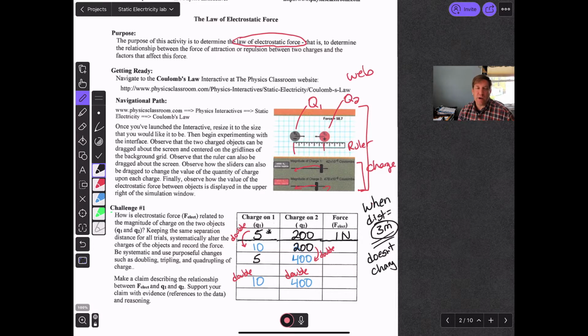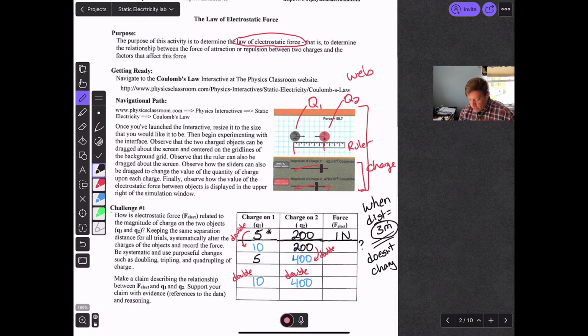Let's change it in a way that makes kind of sense, because our brain can kind of understand doubling something. So if you have a $5 bill and you double it, you've got 10. If you double a 10, you got a 20. Most of us can do that kind of thinking in our head. So we're going to double Q1, but we are not going to double Q2. That's the experiment. And we're going to ask how much force is there.